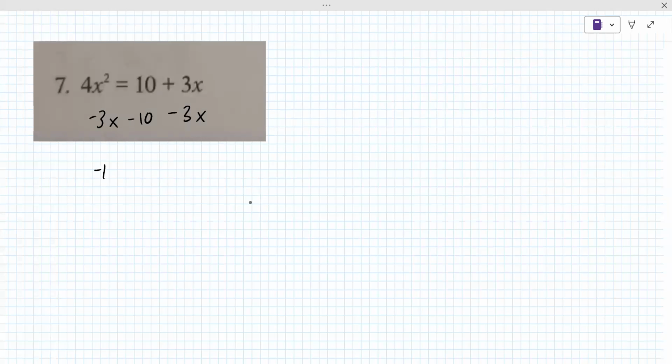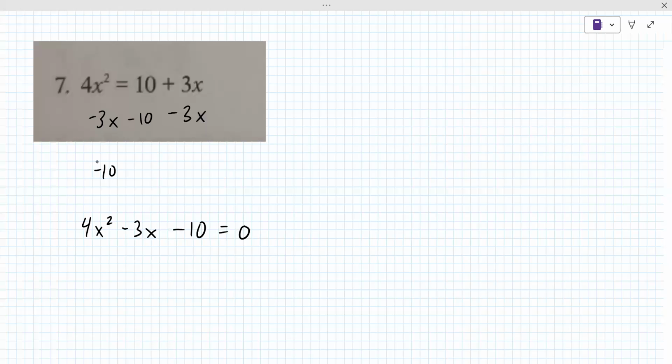So it ends up being 4x squared minus 3x minus 10 equals 0. You're just moving everything to one side of the equation. Okay. Let me know when you get caught up to there. I have it all written down.